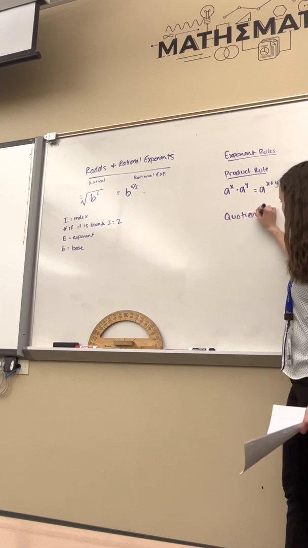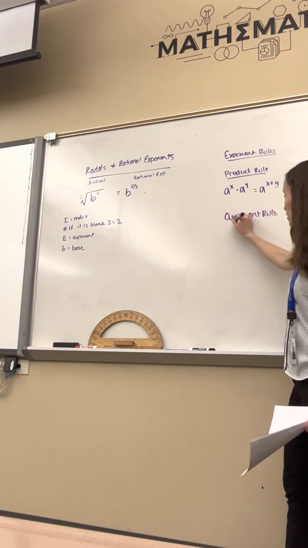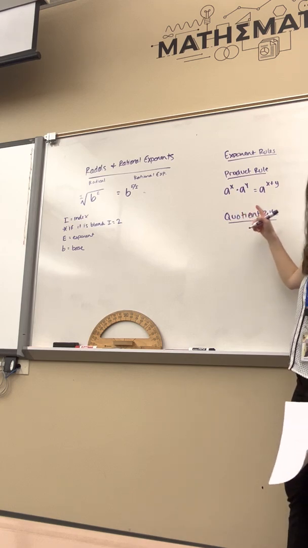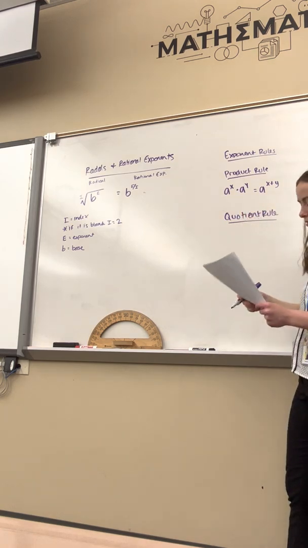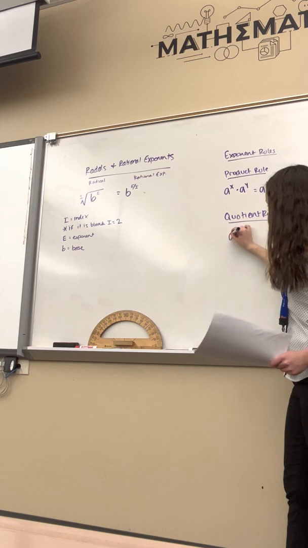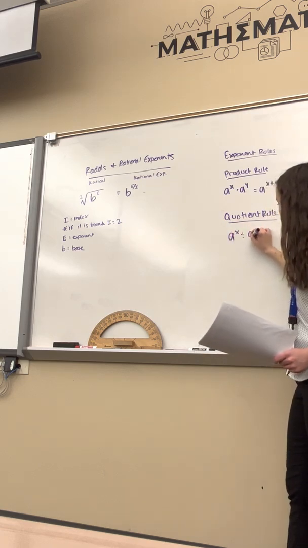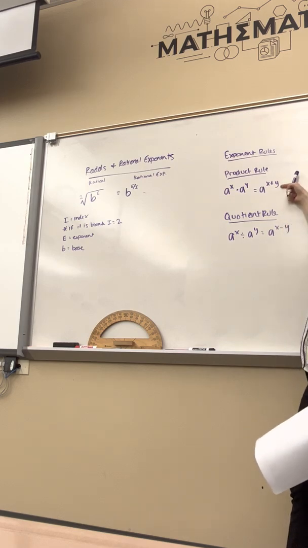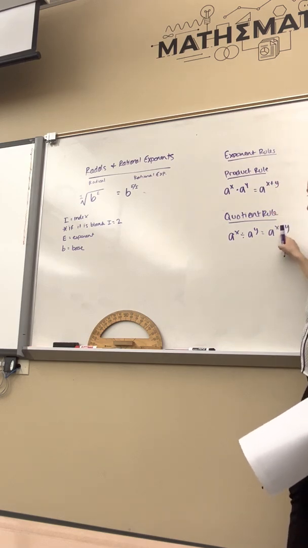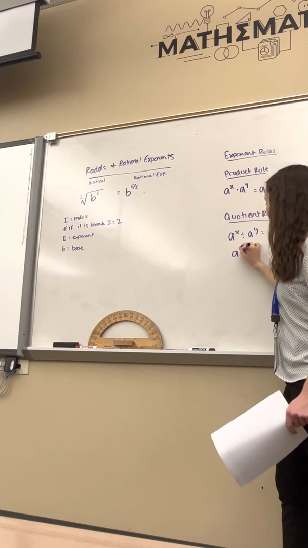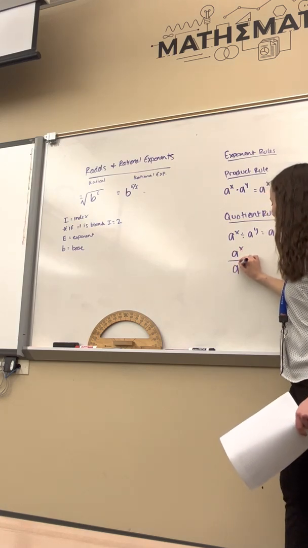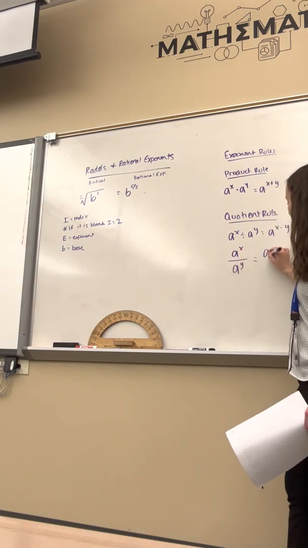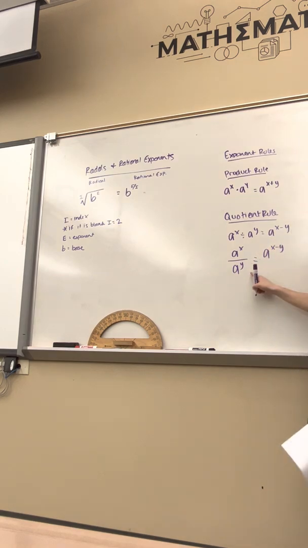A quotient rule, which means division. So if you need to know that quotient represents division, write that somewhere. a to the x divided by a to the y is a to the x minus y. So multiplication we add, division we subtract. We can also see this represented as fractions. So a to the x over a to the y is the same thing as a to the x minus y. This is something you're going to use more often than this. You don't often see the division symbol when you get to higher level math.